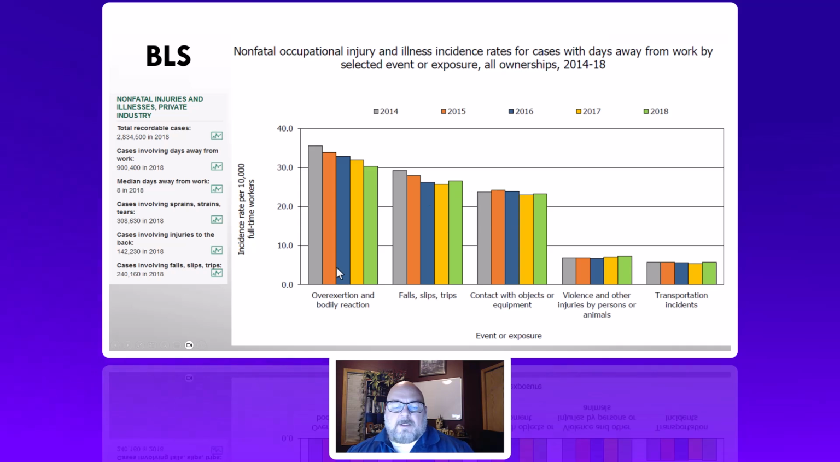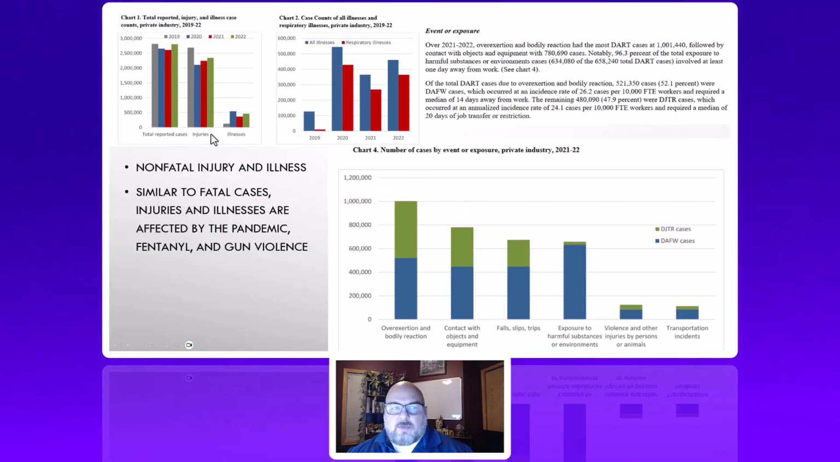So this is non-fatal. So these are injury and illnesses that occur. They either go to the hospital and get treated, maybe stay home and recover, or maybe they just go back to work or come back to work in a limited capacity. This is the 2014 to 2018. Now, unfortunately, they don't really provide this type of... That's the thing. BLS, they changed the way they did things. So it's really hard to compare later years with current years. But this is what they do have.